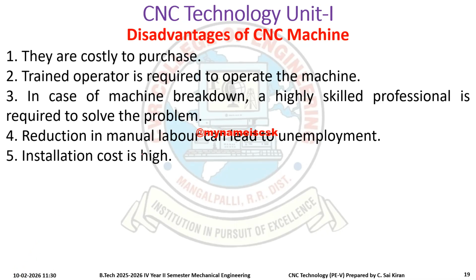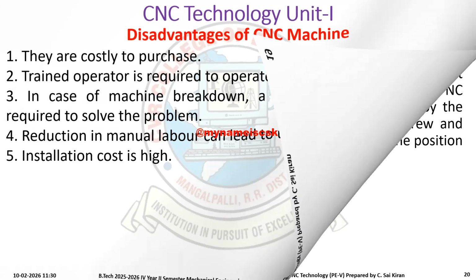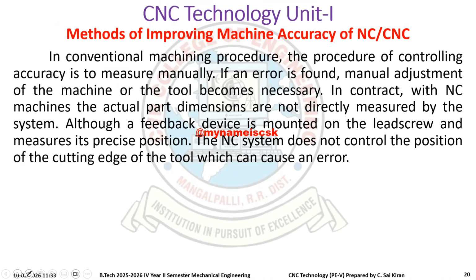And installation cost is very high. Buying the CNC machine is one thing, and the installation cost is very high. We have to keep the coolant. We have to buy the air compressor, and we have to select the place correctly, so many things are involved. We have to give the earth ring connections, all those things. So installation cost is generally very high when we are buying CNC machines.